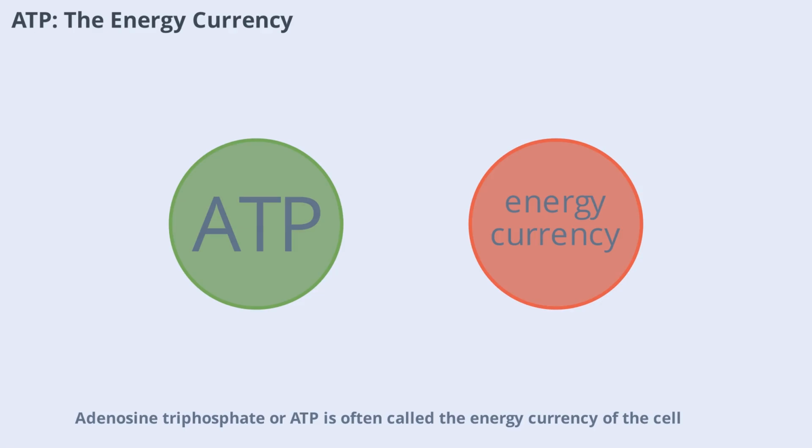Adenosine triphosphate, or ATP, is often called the energy currency of the cell. Microbes generate ATP through various metabolic pathways, and then use it to power essential functions like movement, transport, and biosynthesis. The production and consumption of ATP is a constant cycle, ensuring that the cell always has the energy it needs. Understanding ATP's role helps us see how energy flows through microbial systems.